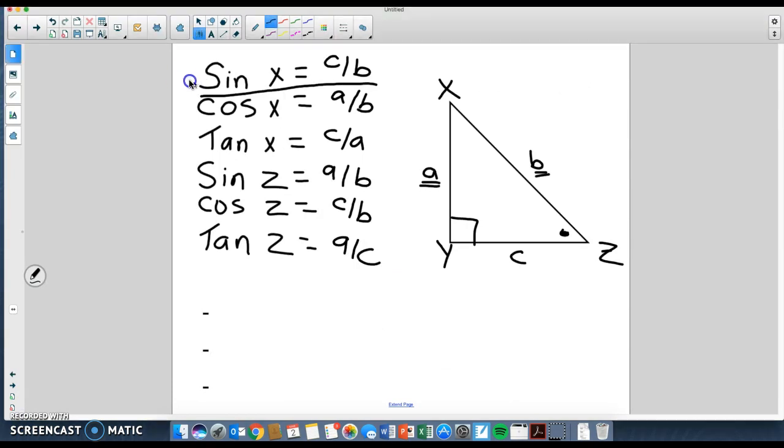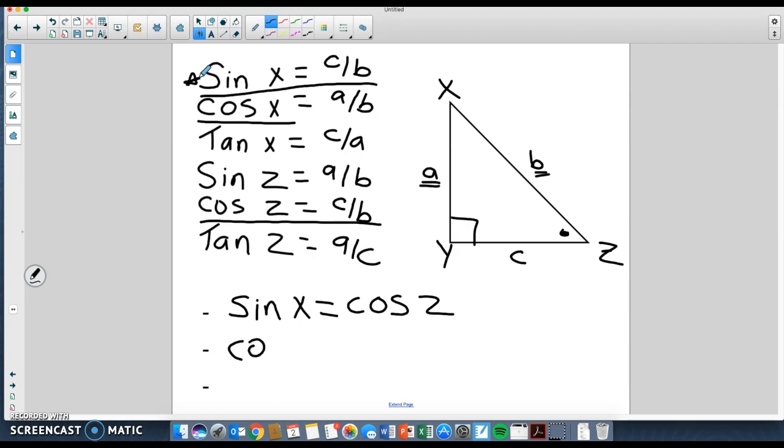If you're looking at sine of x right here, which equals c over b, it will equal cosine of z, which would equal c over b. So in this case, x and z are complements of one another, meaning they add up to 90 degrees. So we can say sine of one of our complementary angles is going to equal our cosine of our other complementary angle. Now, it also works the other way. If you look at cosine of x, it's going to equal our sine of z. All right? Sine of x equals cosine of z, and cosine of x equals sine of z.